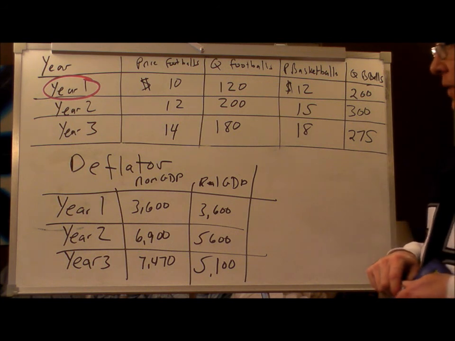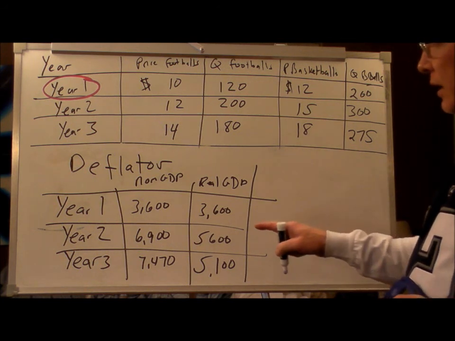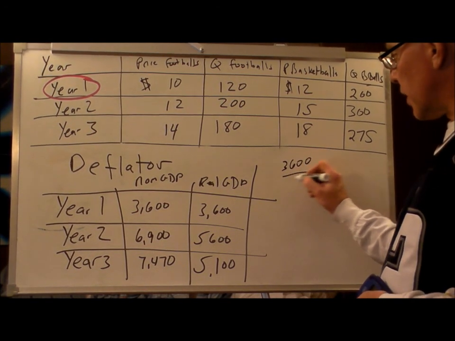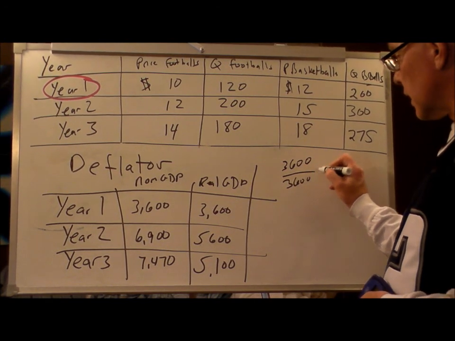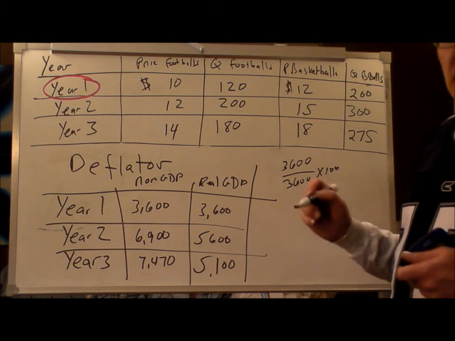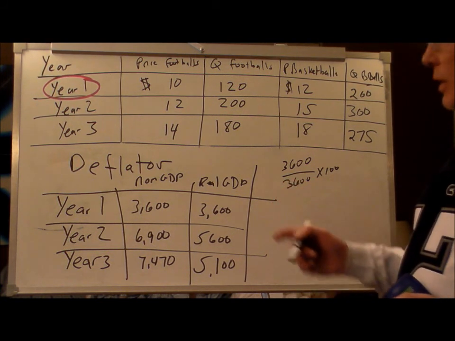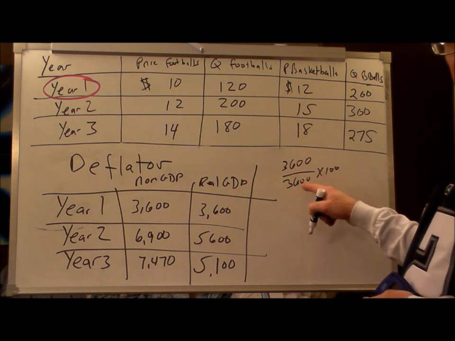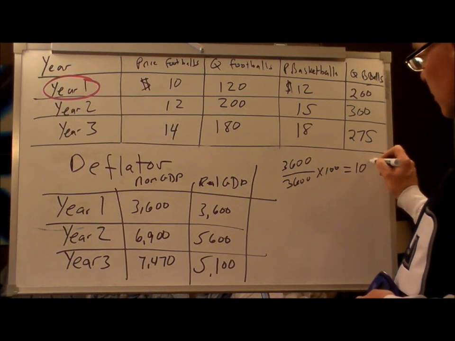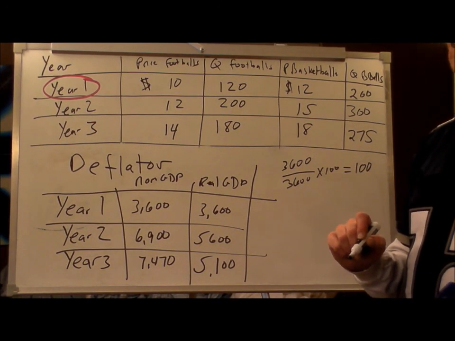of the base year. And so in terms of the deflator, in year one, the deflator would be 3,600 divided by 3,600. And then we just multiply it by 100 just to make things easy. We think of the deflator as sort of a number that's going to be 100 in the base year, because obviously 3,600 divided by 3,600 is 1, times 100 equals 100. So the deflator will always be 100 in the base year.